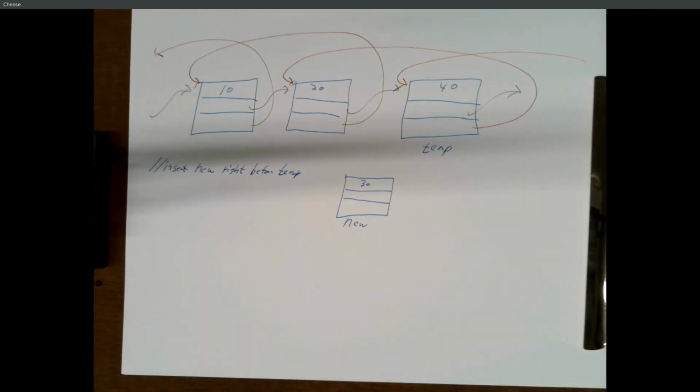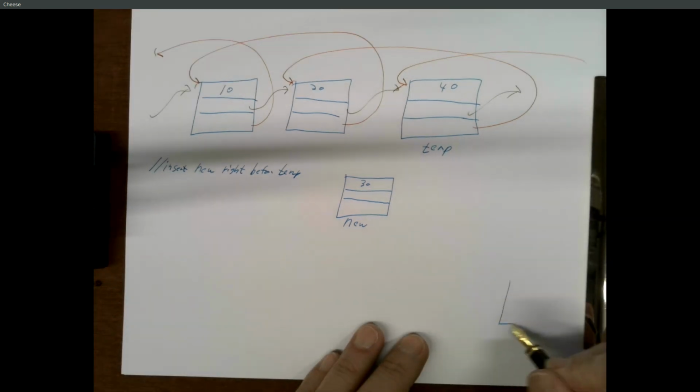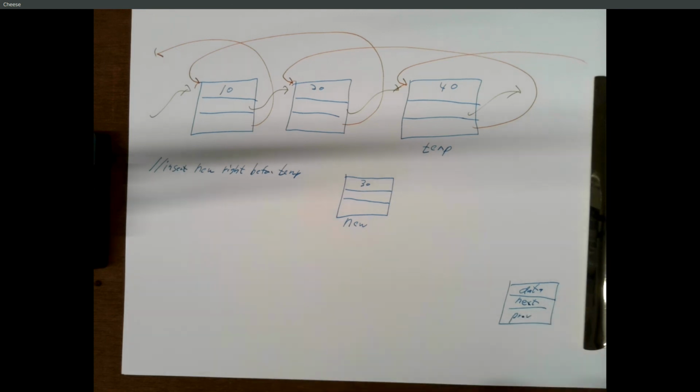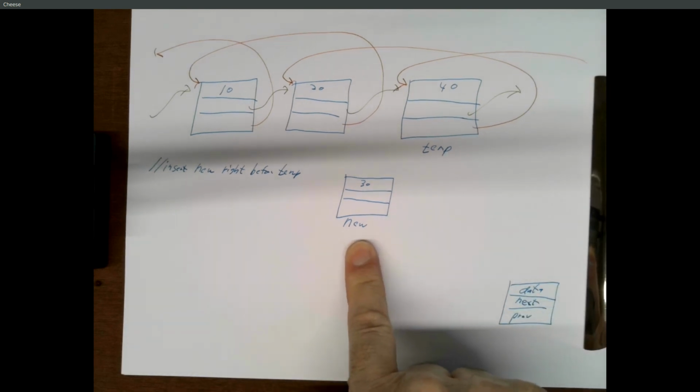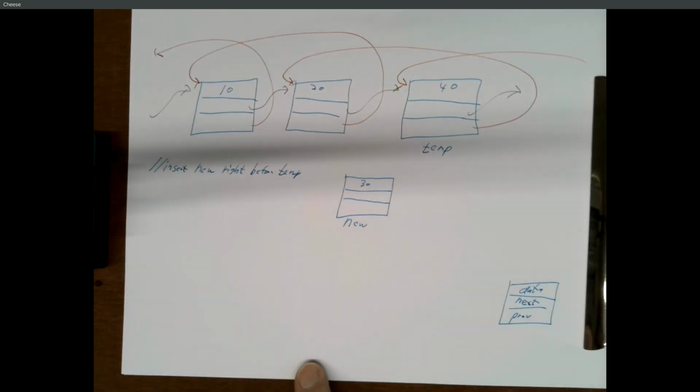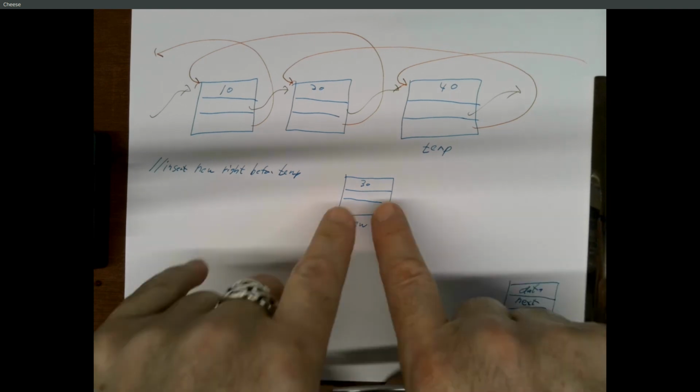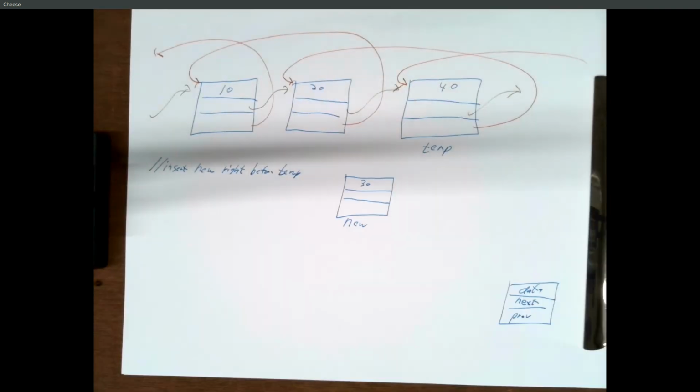All right, so here's our picture of our nodes. Data, next, previous. All right, somebody give me a line of code that I could use to help insert this 30 right before the 40. Insert new before temp. I've already done some stuff, and now temp is pointing to this node. New is my new node. We're going to have to do 4 things, so somebody give me one thing we have to do to adjust the pointers to put this in between the 20 and the 40.